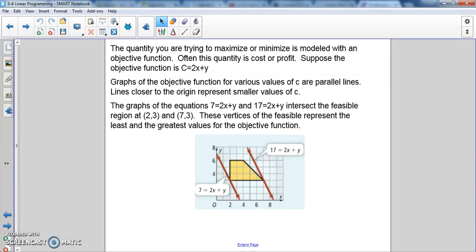of c. So the graph of the equations 7 equals 2x plus y and 17 equals 2x plus y intersect the feasible region at these 2 points, 2, 3, and 7, 3. These vertices of the feasible region represent the least and greatest values for the objective function. So we have our minimum and we have our maximum.